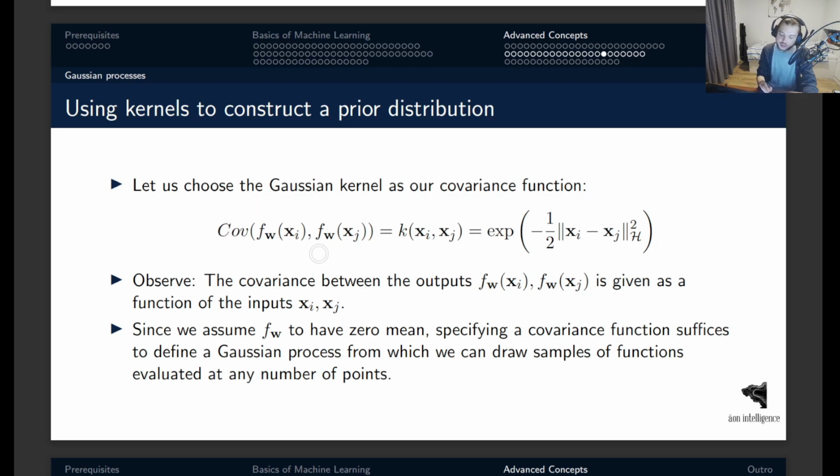Now observe that the covariance between the predictions for these two observations is given as a function of the inputs and not of anything else. So we don't need the parameter vector, we don't need the shape of our model, it's just the data points. And this is important because it says the degree to which our predictions vary is only determined by the observations that we put in. And also, since we assume our predictions to be zero-centered, specifying this covariance function is enough to define a Gaussian process. And since this is a density, we can draw samples from this Gaussian process.